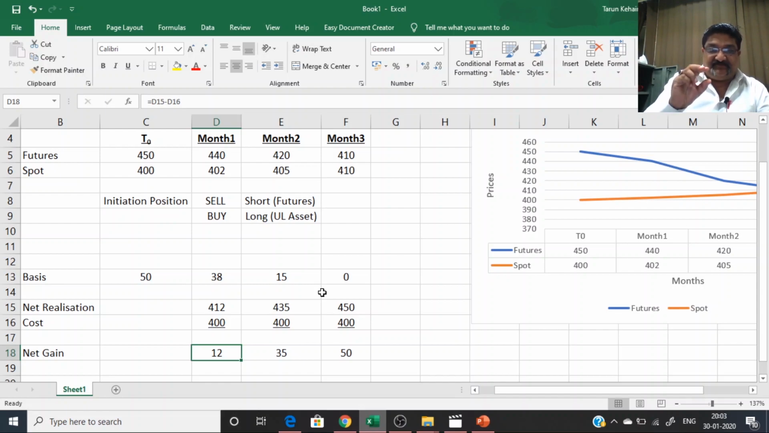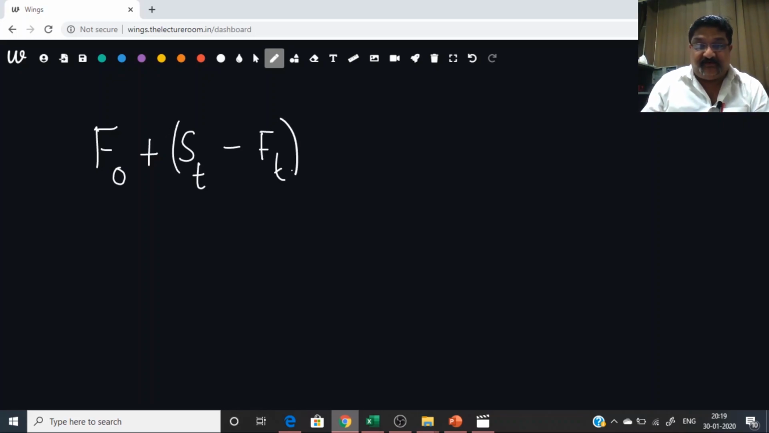So which means if we were to put this down in terms of a formula, let me just put this down for you. The realization is actually the futures price at initiation plus the spot price at time period T minus the futures price at time period T. If you look at the Excel file, this is exactly how we have computed the net realization.